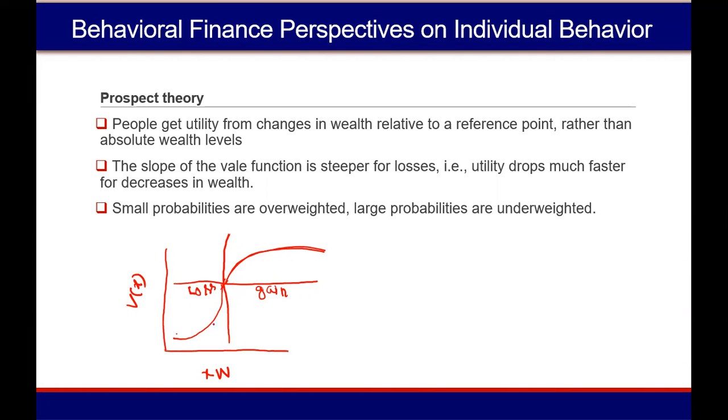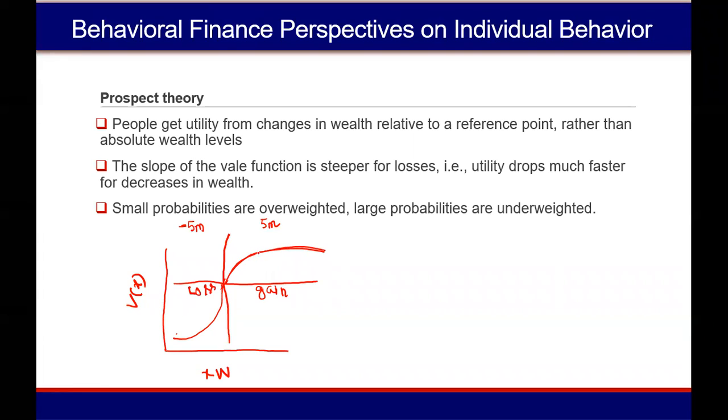Now, can anyone tell me, between these, one is concave, this one is convex, which one has a higher slope, or higher steepness? In the loss horizon or in the gain horizon? The loss horizon. In this portion the value function has a higher steepness. It means that people feel more strongly about a loss compared to a similar amount of gain. Say a person has a 5 million gain or a person has a 5 million loss.